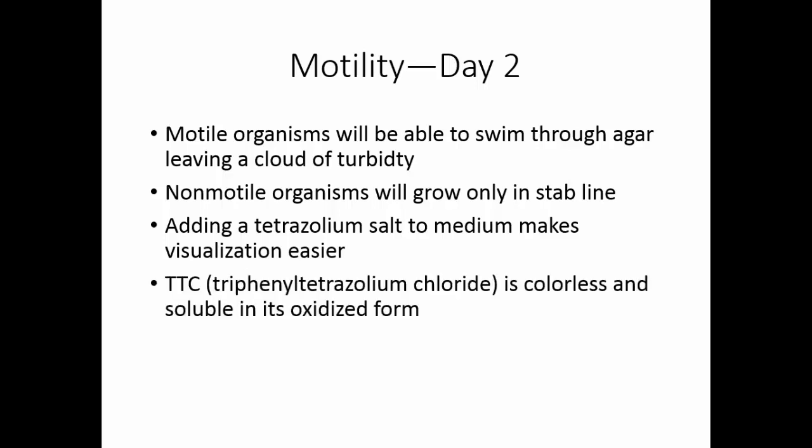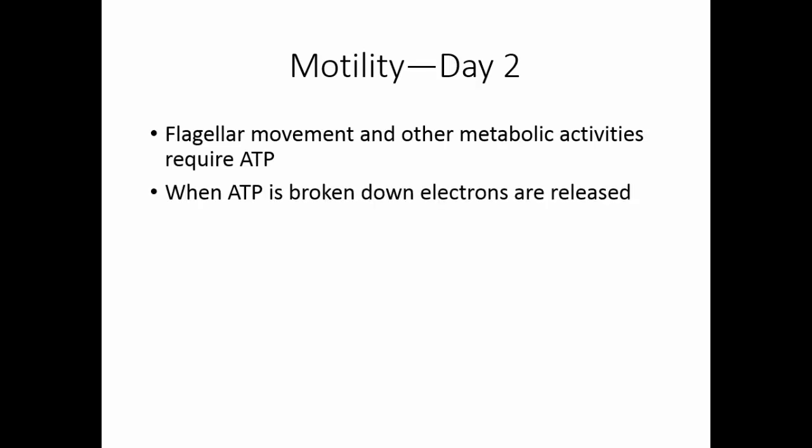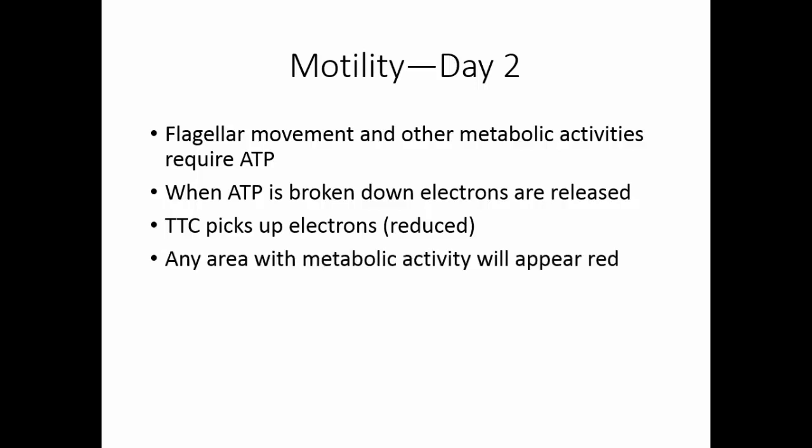Triphenyl tetrazolium chloride, or TTC, is colorless and soluble in its oxidized form, but it turns red and insoluble when it's reduced. Flagellar movement and other metabolic activities require ATP. When ATP is broken down, electrons are released. TTC can pick up the electrons and become reduced TTC. That means that any area with metabolic activity will appear red.